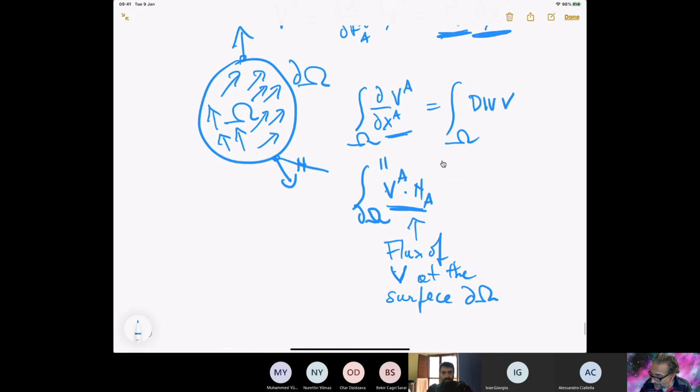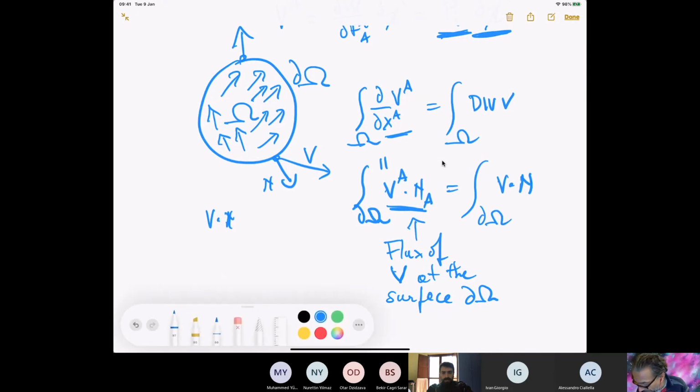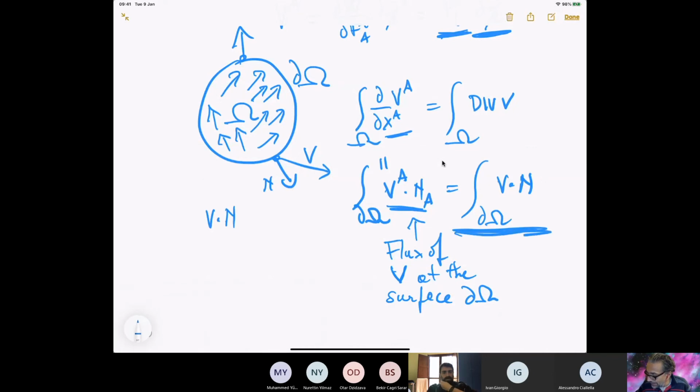So at every point of the boundary of omega, you have the normal, you have the vector V, you calculate V dot n, and you have the flux of V at the boundary. Now, Gauss theorem tells you that the flux at the boundary is equal to the integral of the divergence.